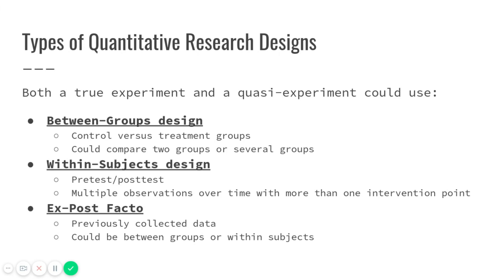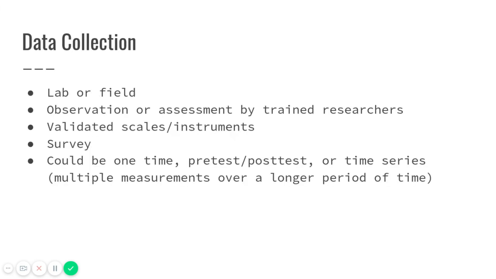You could also do any of these ex post facto, meaning that you are using archival or previously collected data, and you could do that between groups or within subjects if you already have the data collected. Obviously, that wouldn't be an experiment in the sense that you did not influence those factors. So again, that would fall under a quasi-experiment. Data collection can be in a lab or in the field.